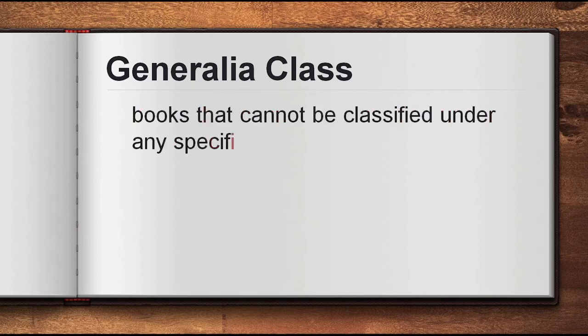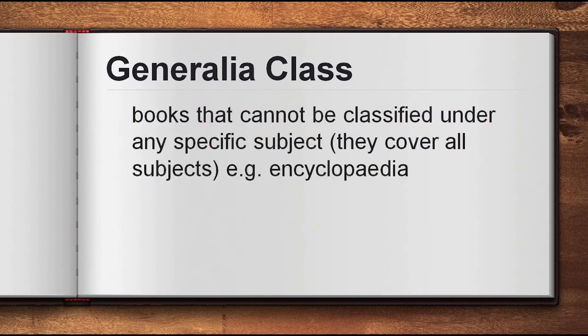Generalia class. Some books cannot be isolated with one subject. They deal with multiple subjects. They are all considered under Generalia class. Books that cannot be classified under any specific subject are Generalia class. Index. An index appears at the end of a book with keywords in alphabetical order. They are tagged with the page numbers from where one can find them.